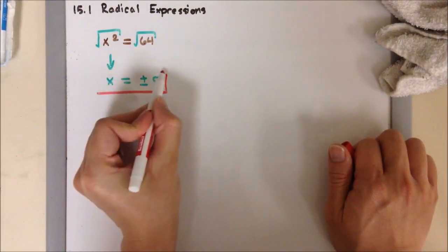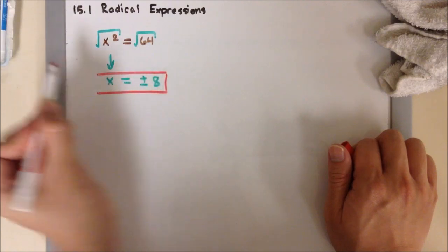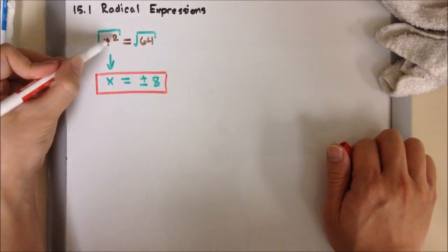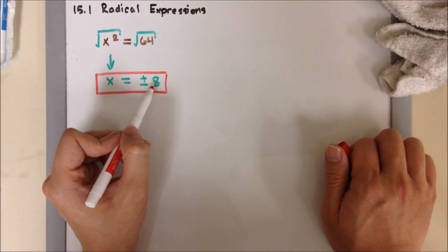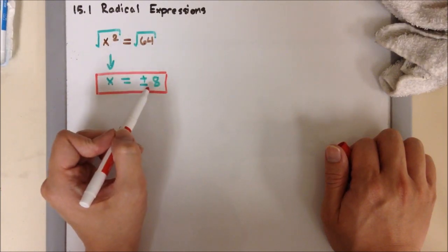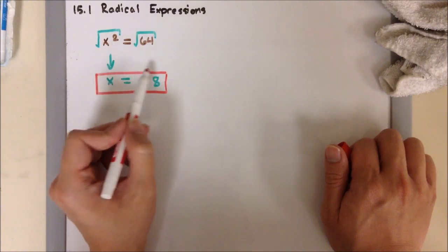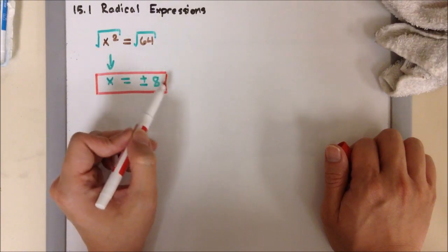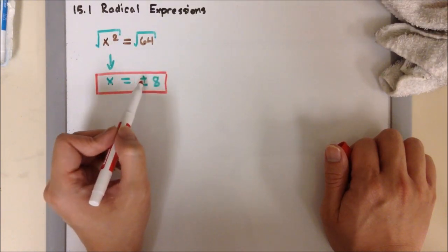Since I'm solving for x, and we started off with the question x squared equals 64, that means that when you plug in positive 8, it will work, and when you plug in negative 8, it will also work. So that's why we have two final solutions, positive and negative 8.